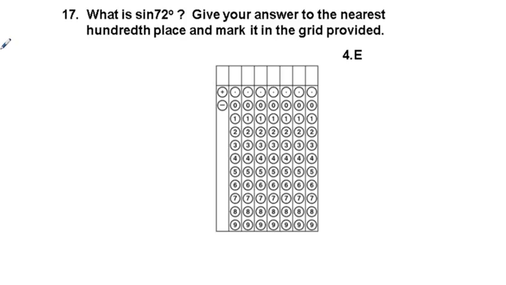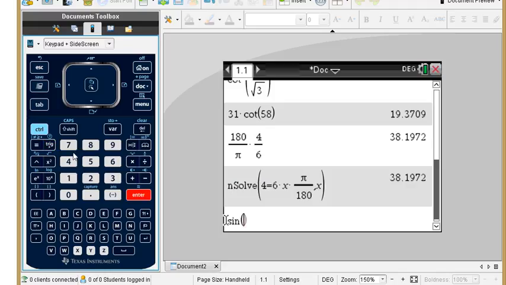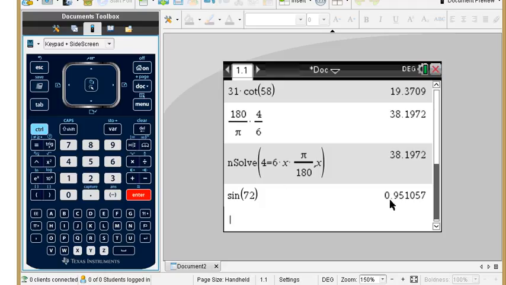Next, problem 17. What is the sine of 72 degrees? Now, if you had the sine of 30 degrees, you should be able to get that and know what it is. But for this one, you'd realistically have to have some kind of calculator or sine tables to get this right. So we're going to go to our calculator and just put in sine of 72 degrees. If we're set in radians, we'll get it wrong. Now 0.95.